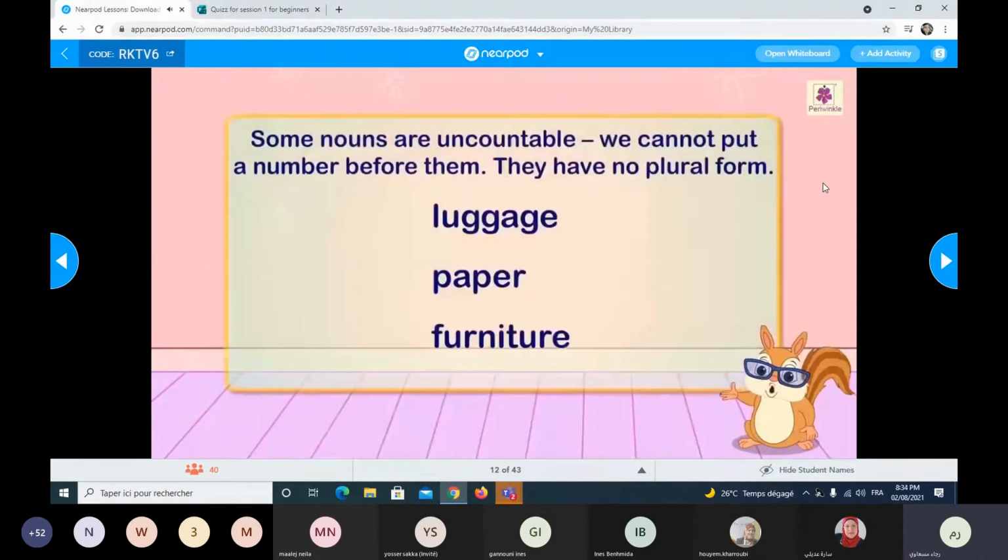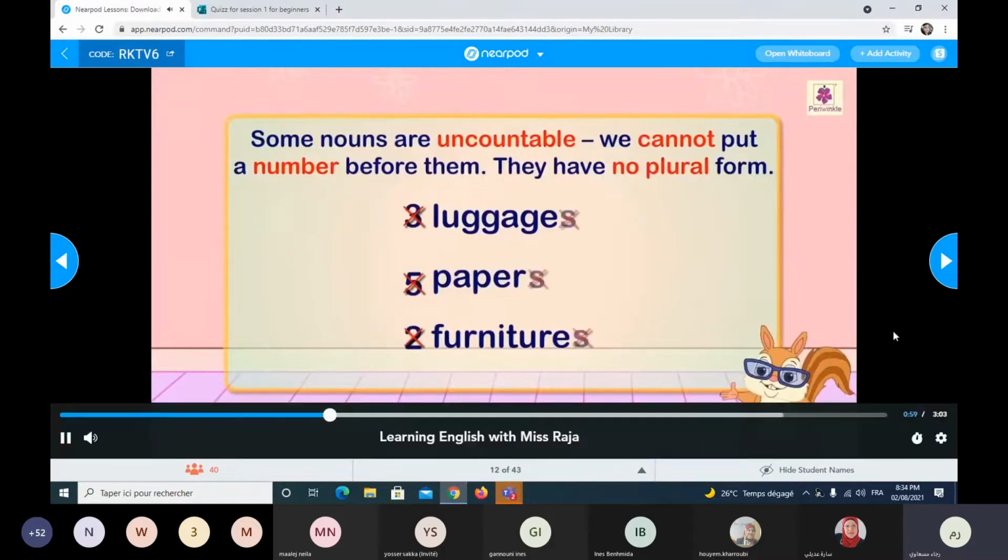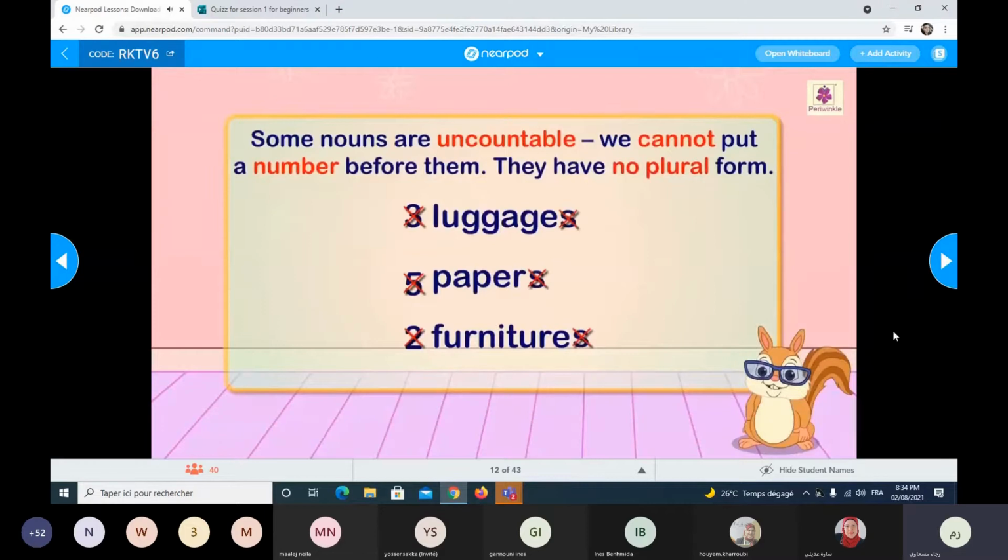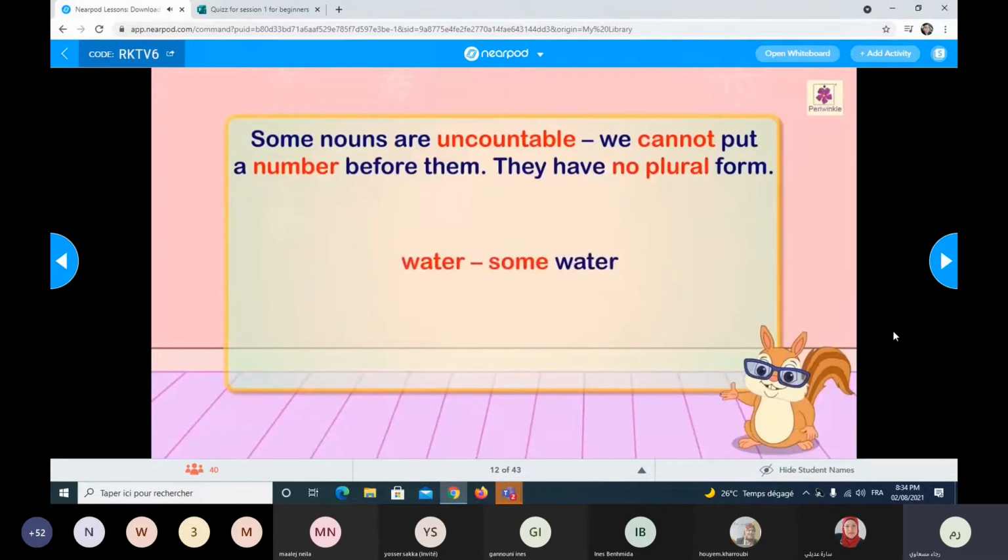Some nouns are uncountable. We cannot put a number before them. They have no plural form. Water, some water. A little water. Much water.